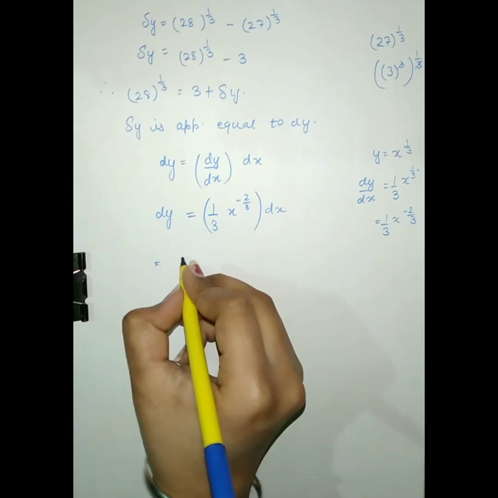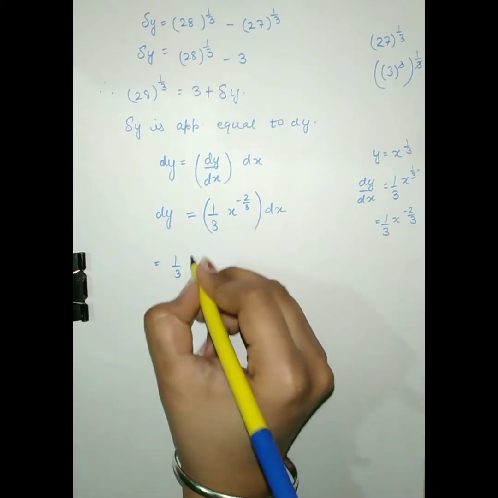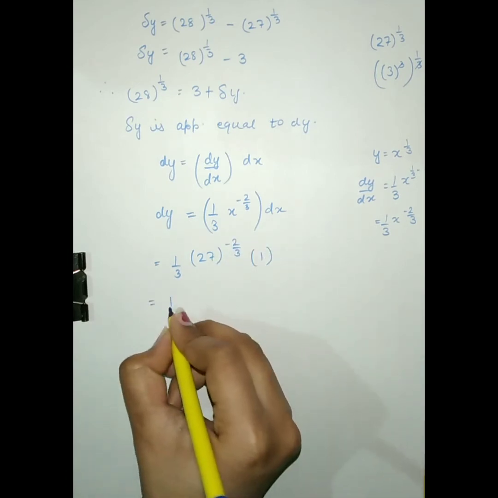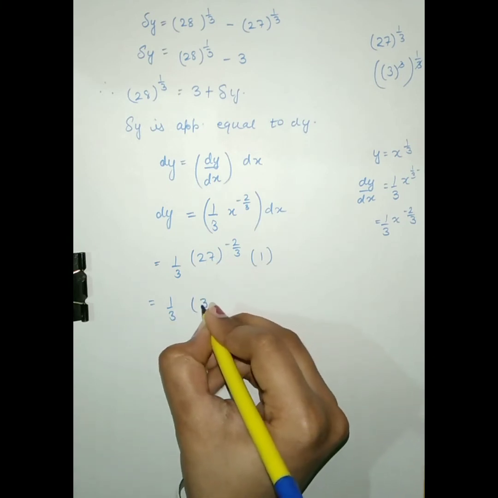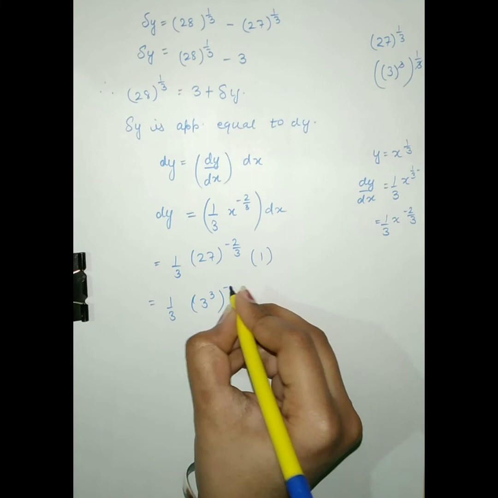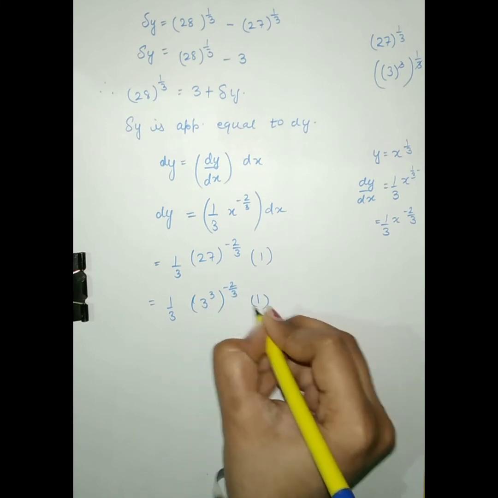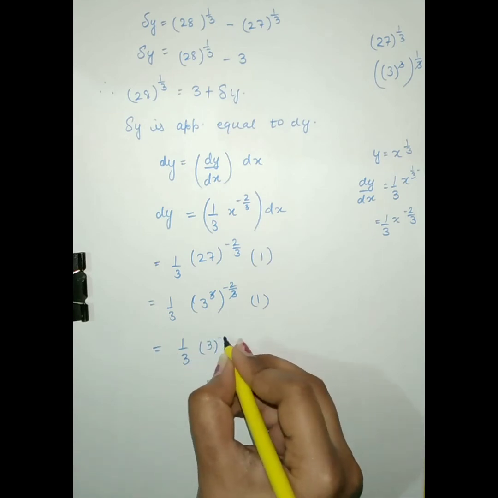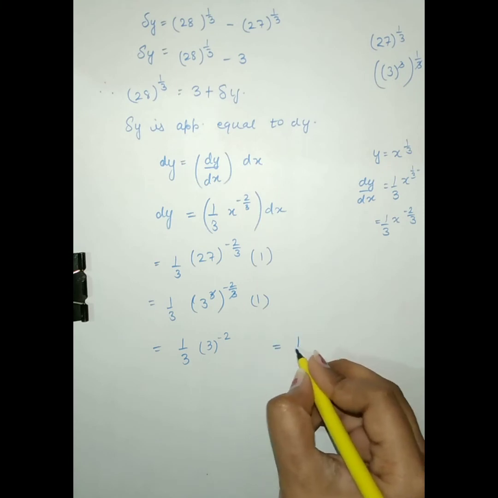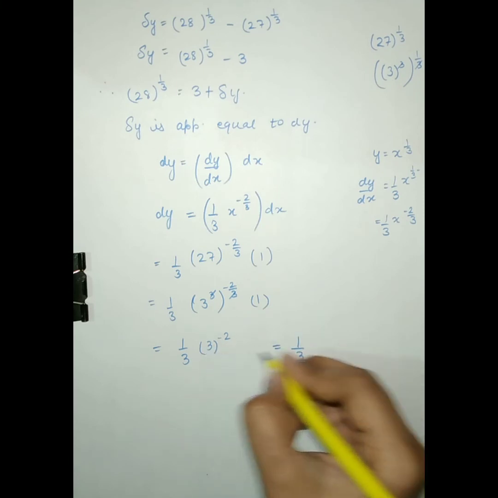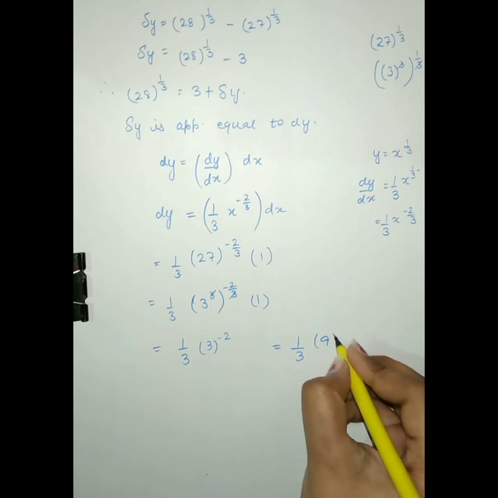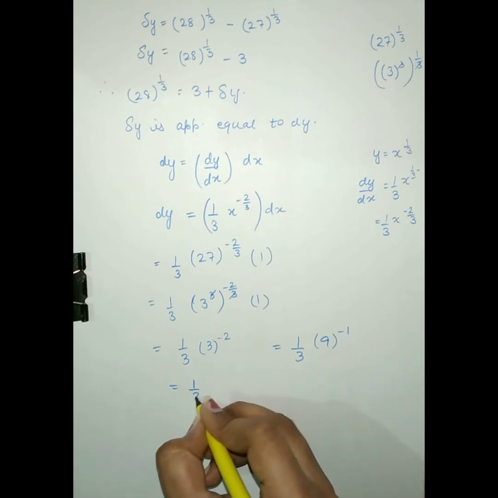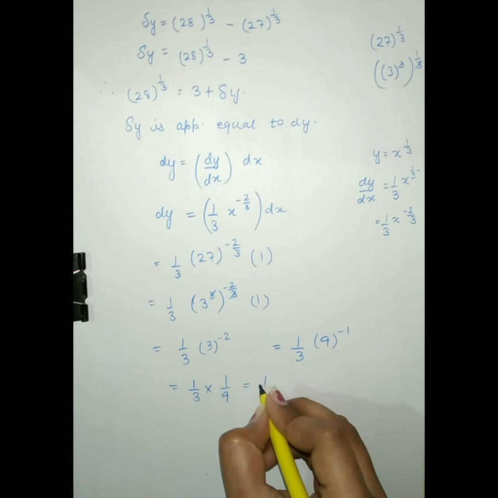That means here we get 1 by 3 into, and x equals 27, raised to the power minus 2 by 3 into 1. That means here we get 1 by 3, and 27 will also be written as 3 cubed, whole raised to the power minus 2 by 3, into 1. That means 3 and 3 will be cancelled out, and here we get 1 by 3 times 3 raised to the power minus 2. That means it will become 1 by 3, and 3 into 3 is 9, that means 9 raised to the power minus 1. That means here we get 1 by 3 into 1 by 9. That means it will become 1 by 27.